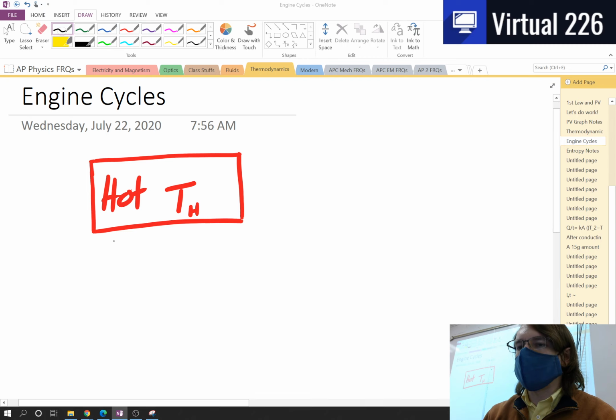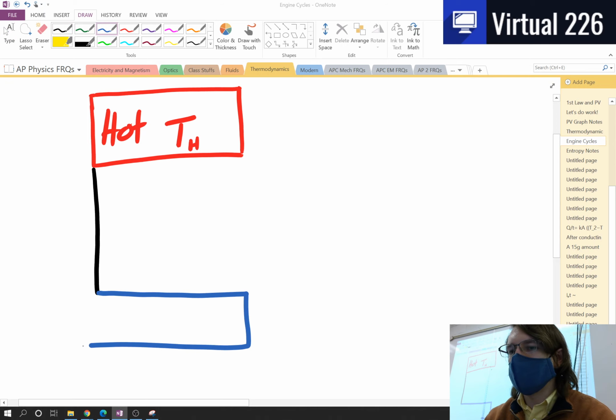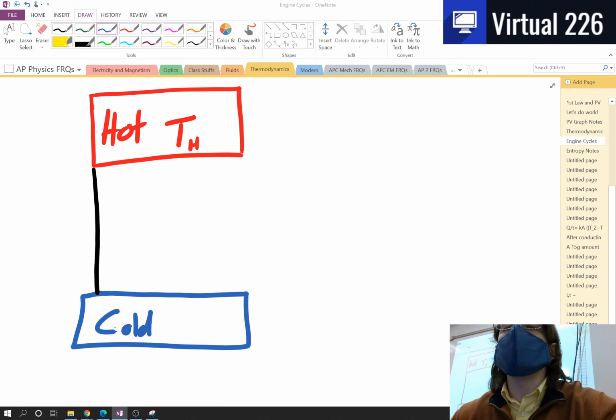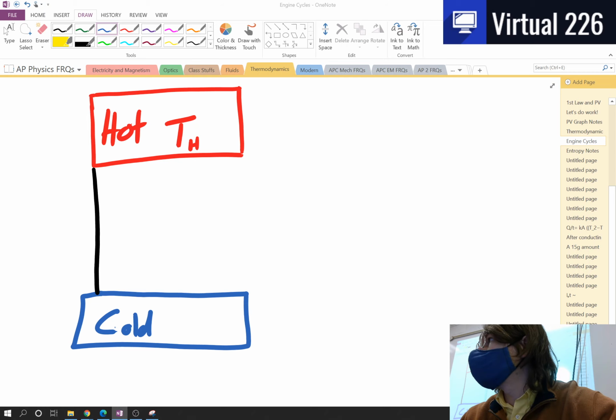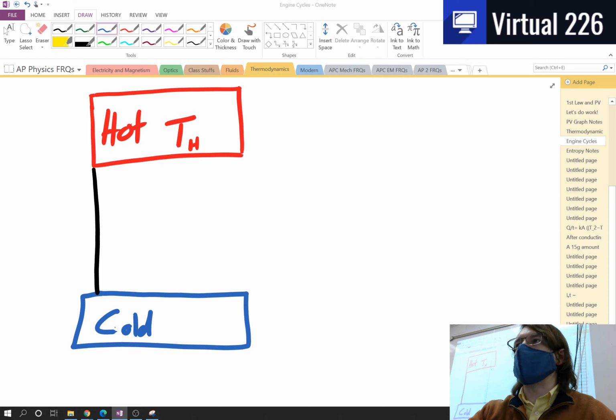Now, what happens here is we're going to pipe this energy down to our cold reservoir. Now, when we say cold, it doesn't have to actually make you shiver. It doesn't have to be like ice. It just needs to be less than the hot. So if the hot reservoir is 292 Kelvin, your cold reservoir could be 291. And that will work. It's not going to be as efficient as having a larger temperature gradient, but it will work.